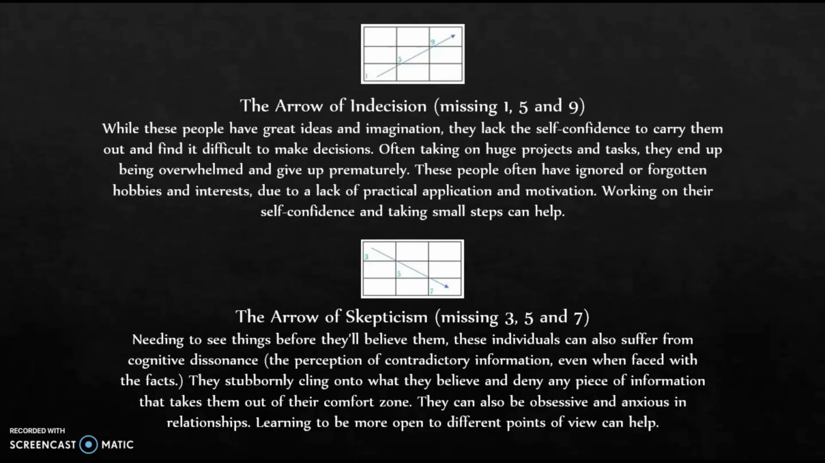The arrow of skepticism, missing 3, 5 and 7. Needing to see things before they'll believe them, these individuals can also suffer from cognitive dissonance, the perception of contradictory information even when faced with the facts. They stubbornly cling onto what they believe and deny any piece of information that takes them out of their comfort zone. They can also be obsessive and anxious in relationships. Learning to be more open to different points of view can help.